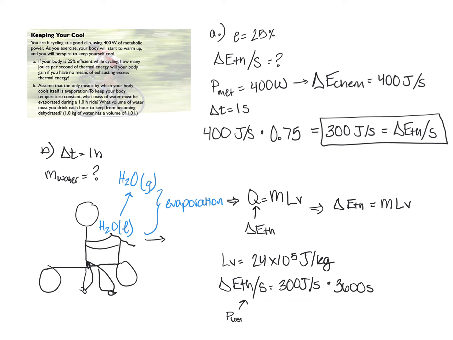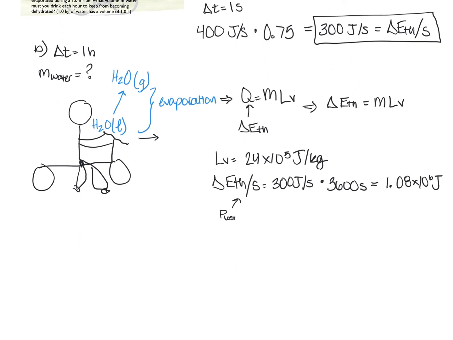Okay, so if we go ahead and do that, we get a power that is equal to, let's see, a big number. Not a power. We get an energy that is equal to 1.08 times 10 to the 6th joules. And let me go ahead and move this down. Now that we have our energy, we can go ahead and solve this equation, right? Because we have everything except for the mass of the water.